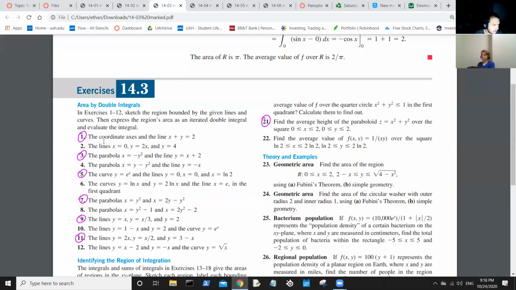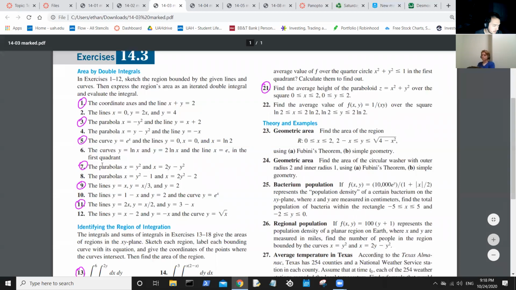All right, so that's 5. Let's see if either of these have any special cases. Otherwise, we'll look at 13.